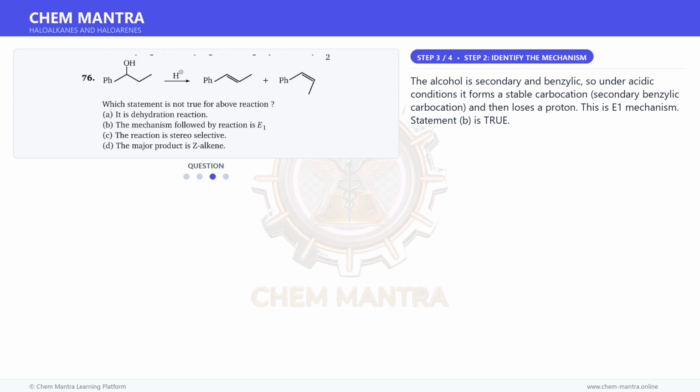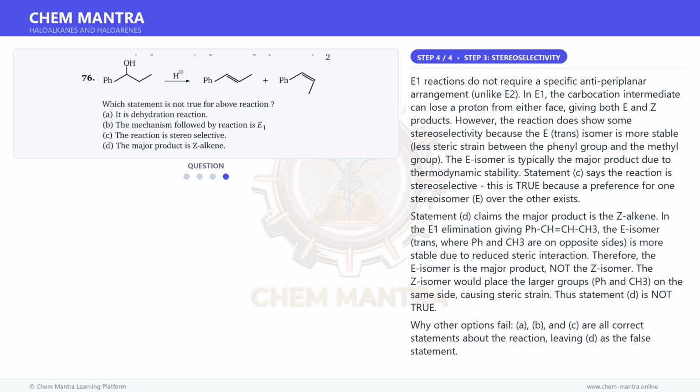Moving on to the next step. The alcohol is secondary and benzylic, so under acidic conditions it forms a stable secondary benzylic carbocation, and then loses a proton. This is the E1 mechanism. Statement B is true. And for the final step, E1 reactions do not require a specific antiperiplanar arrangement, unlike E2.